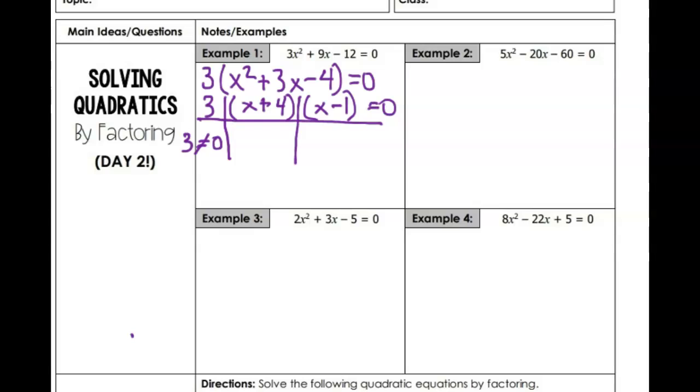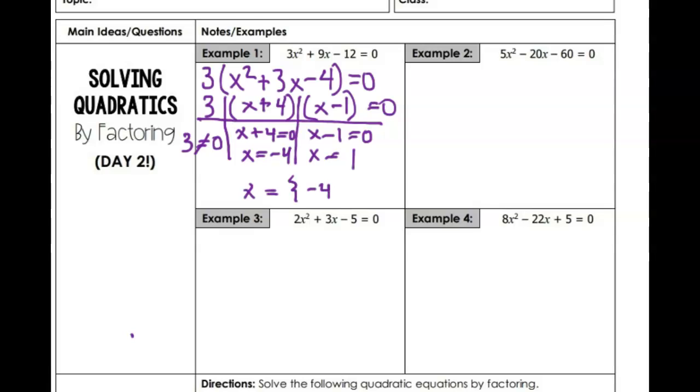That is clearly not true. So we're going to just say that that's not equal. So there's no solution really to that first factor. Now the second factor, you can see x plus 4 equals 0. That's clearly going to be negative 4 when it would make it 0. And x minus 1, x has to equal 1.